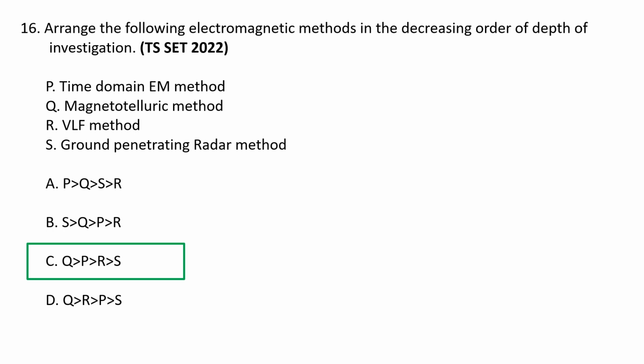In the ground penetrating radar method, the depth of investigation varies only from 1 to 10 meters. So according to the decreasing order of depth, the one with the deeper depth is recognized as the first. Q, the magnetotelluric method, has more depth of investigation than the time domain method, which has more depth than the ULF method, and the ULF method has more depth than the ground penetrating radar method. So Q is greater than P, P is greater than R, R is greater than S is the correct answer.